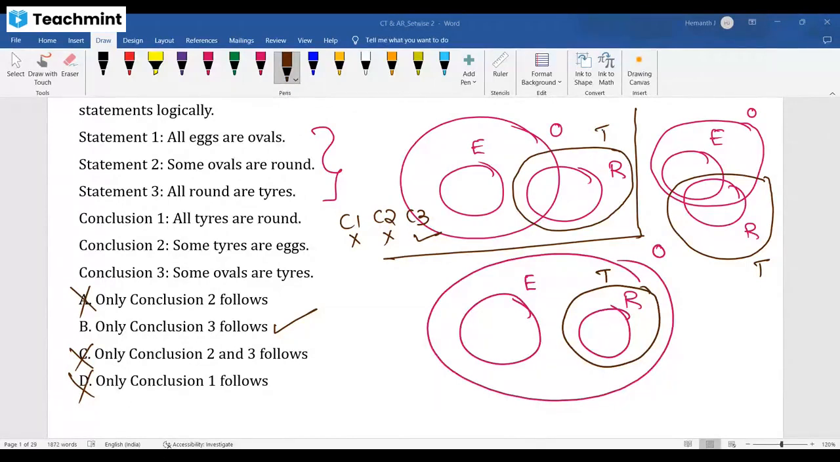First one wrong. All rounds are ties, but ties are not all inside the rounds, right? So all ties are rounds is wrong. Some ties are eggs? Ties and eggs are not connected. Second one wrong. Oval and tie are somehow connected, so third one correct. First and second wrong means all these are eliminated. Only option B.